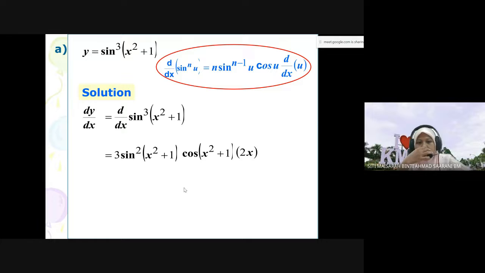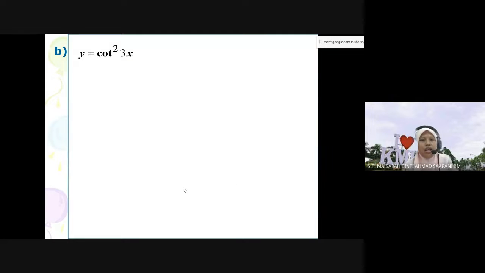Okay, so then nak simplify dia, kita bawa yang constant ke depan. Constant dia kat sini 3 dengan 2, so dia akan jadi 6. Then ada x pun boleh bawa ke depan. So dia akan jadi 6x sin square x square plus 1 cos x square plus 1. Ni untuk A. And then untuk B, ini pun sama.